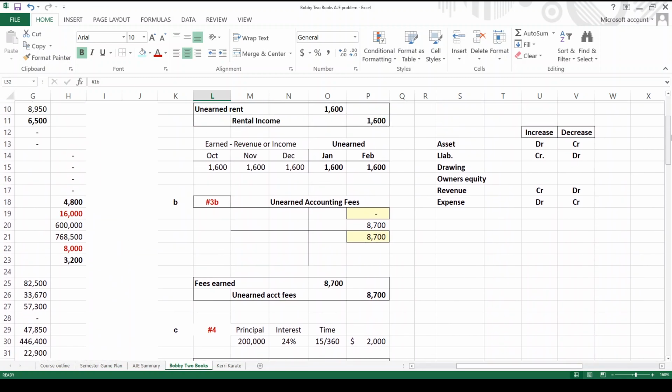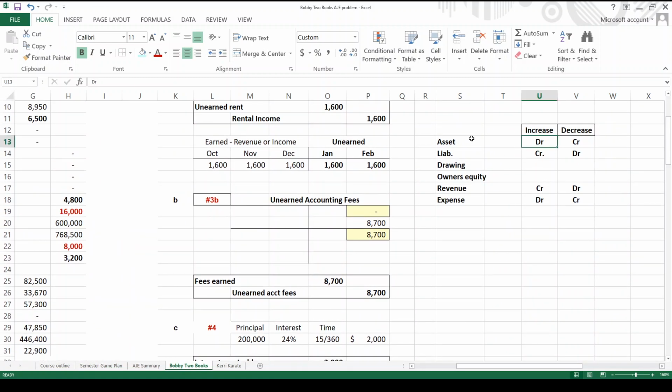What did we just do? We debited the prepaid account. It's an asset, to increase it. And we credited the expense account. That's where this was initially charged. We want to decrease the expense. And there you have it.